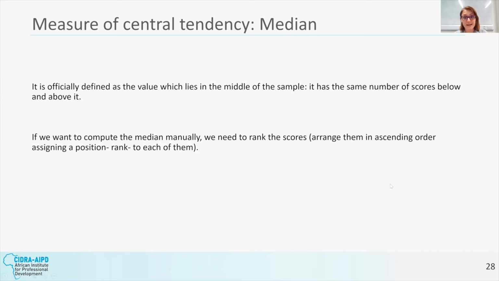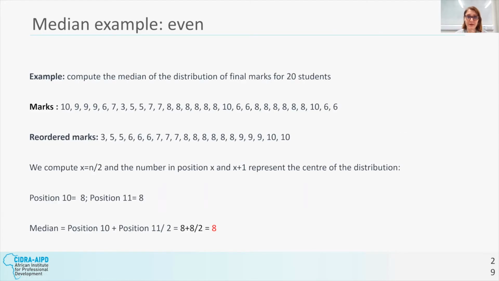Let's apply what we have just said about the median to our example of the math scores. We have 20 students, so our sample is even in this case. What we're going to do is reorder all the marks. So we will have 3, which is the lowest one, up to 10, which is the highest one. And we're going to assign a position to each of them. So 3 will be in position 1, 5 will be in position 2, and this last 10 would be in position 20.